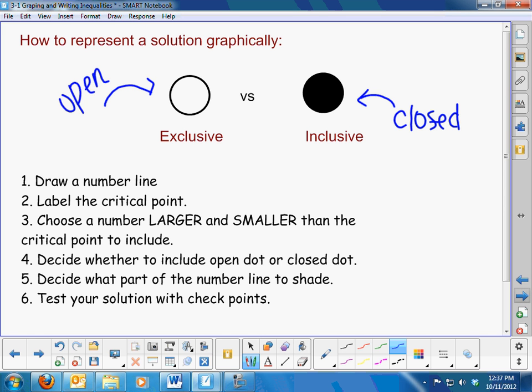I'll show you an example and this will make more sense. We're going to decide if our dot's going to be open or closed, decide which part of the number line to shade, and then we're going to test what we have drawn and see if it's correct. Okay, open, back to open and closed dot.